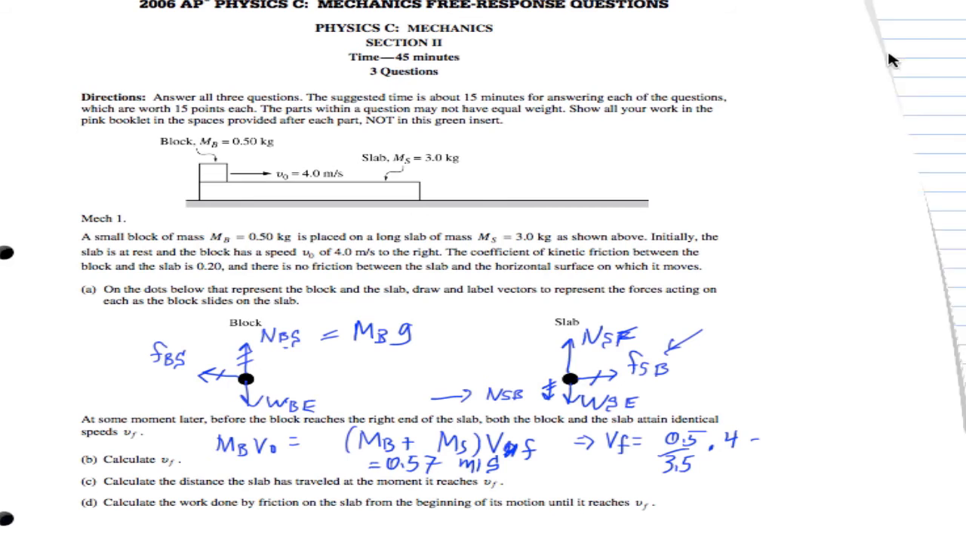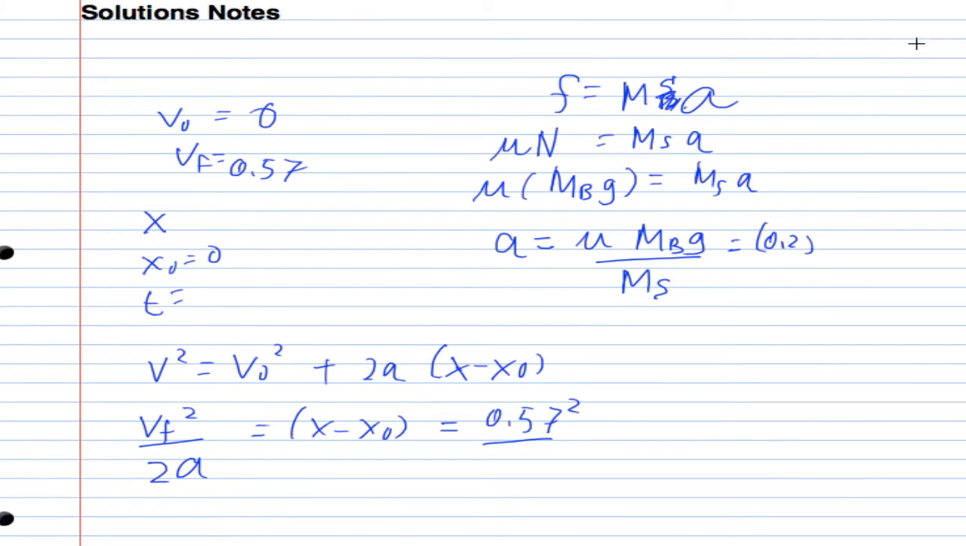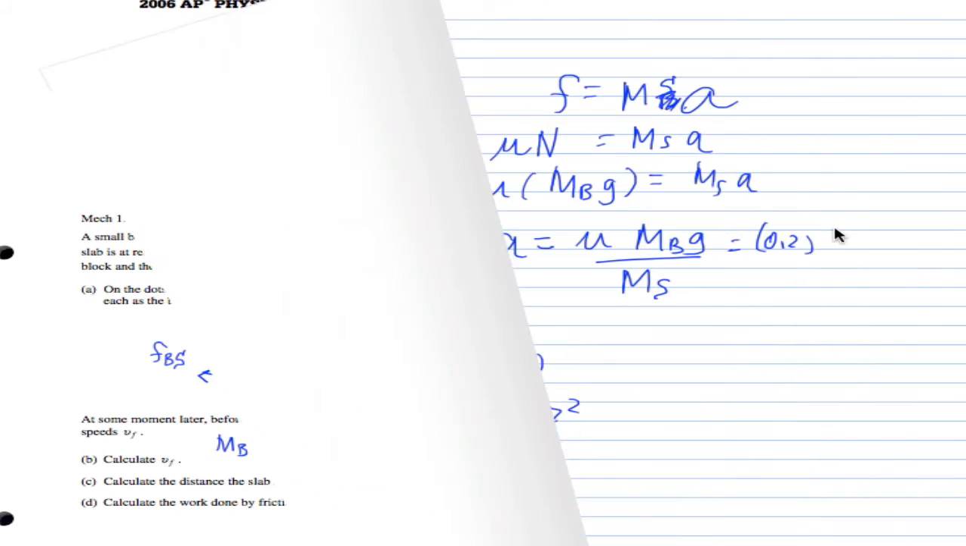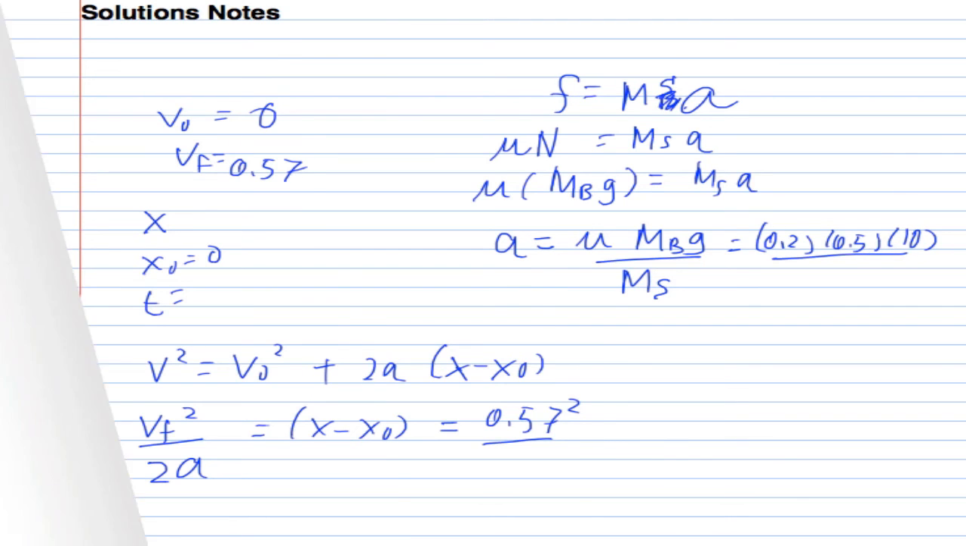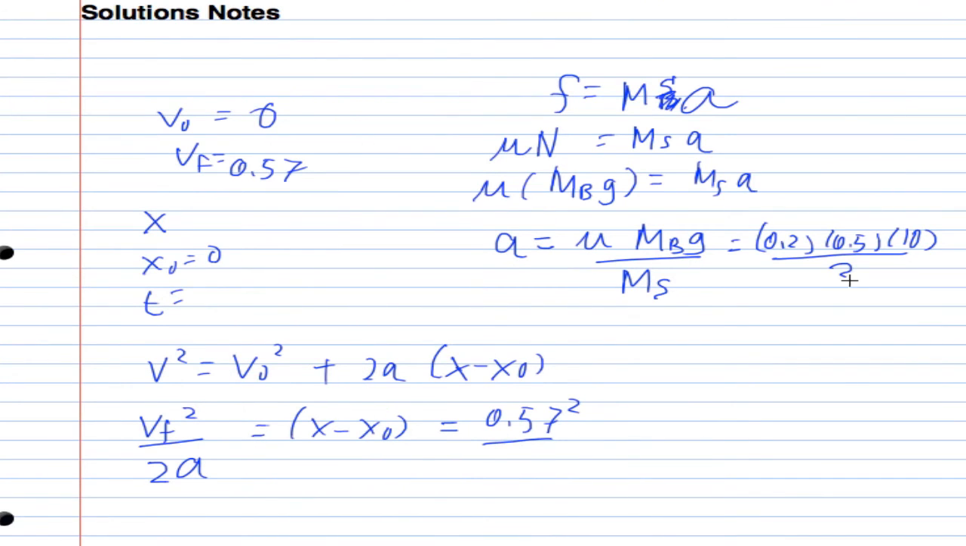So they tell me mu is 0.2. The block has a mass of 0.5. G is 10. Mass of the slab is, I want to say 3, but let me double check. Yes, the mass of the slab is 3. So we're going to go ahead and get the A. So 0.2 times 0.5 times 10 divided by 3. And I'm getting 0.33. That's 0.33.